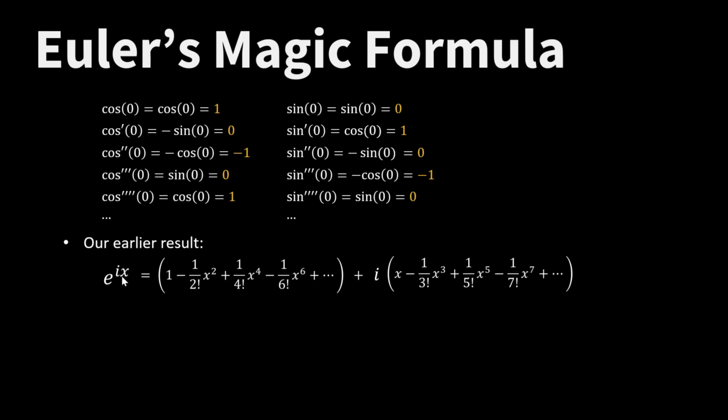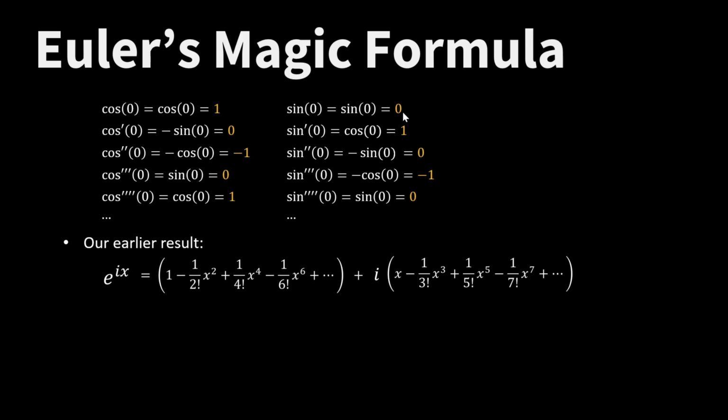This is our previous result. When we plugged ix into the polynomial that approximates e to the power of x, we got this result. We got two polynomials, a real one and an imaginary one. Now if you look closely, this is the Maclaurin series for cosine and this is the Maclaurin series for sine. For cosine, the constant is 1. The first term is missing. The second term is 1 over 2 factorial times x squared, and we have a minus sign here, so we get minus 1 over 2 factorial times x squared. The third term is missing. The fourth term is just as it is, 1 over 4 factorial times x to the power of 4, and so on.